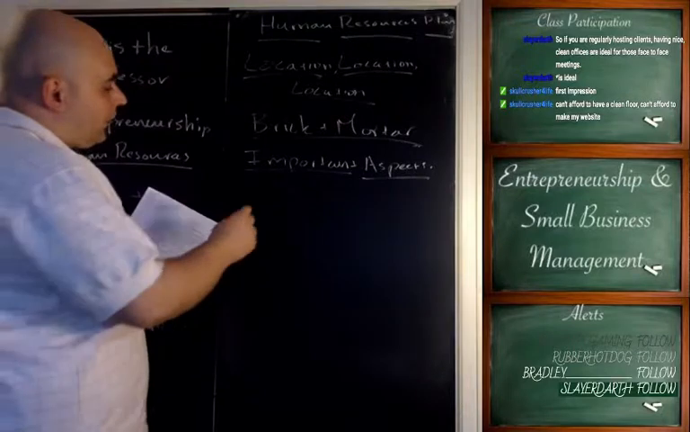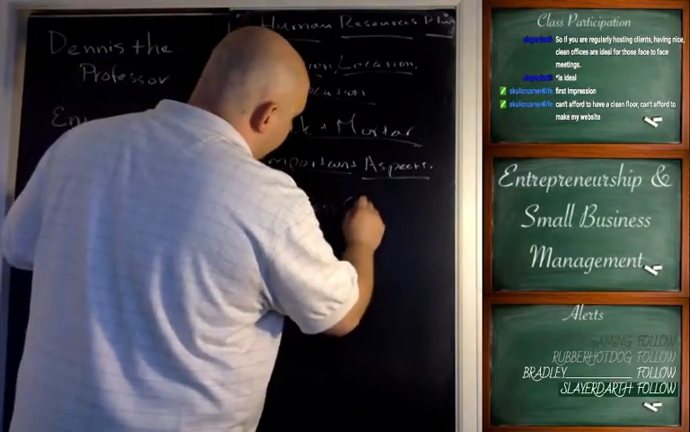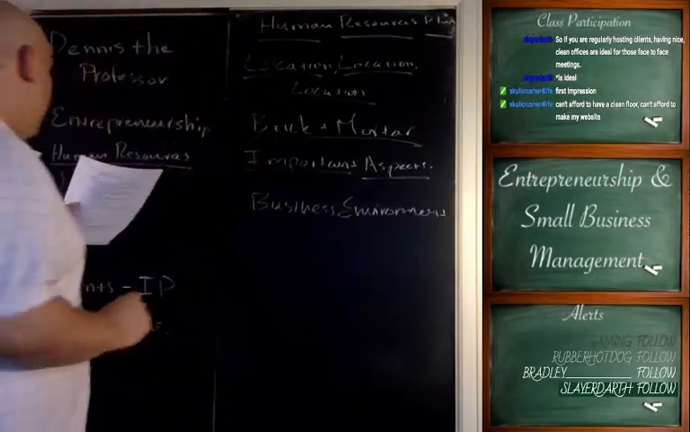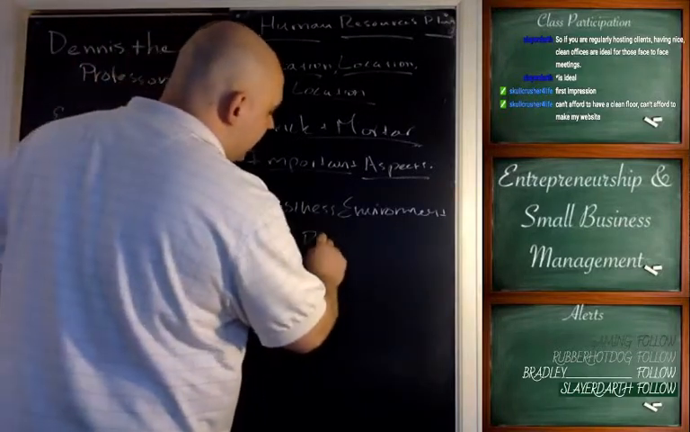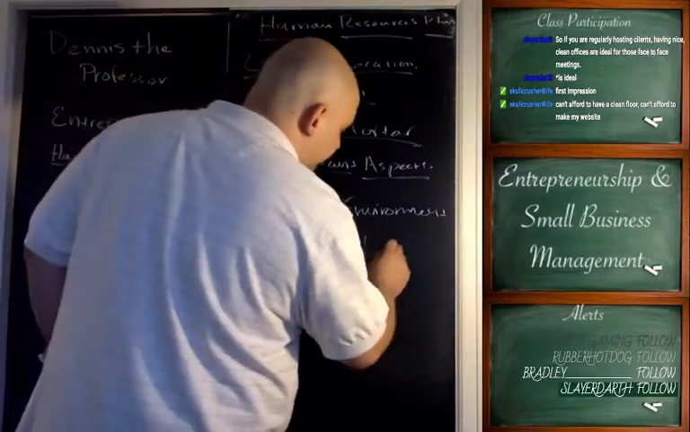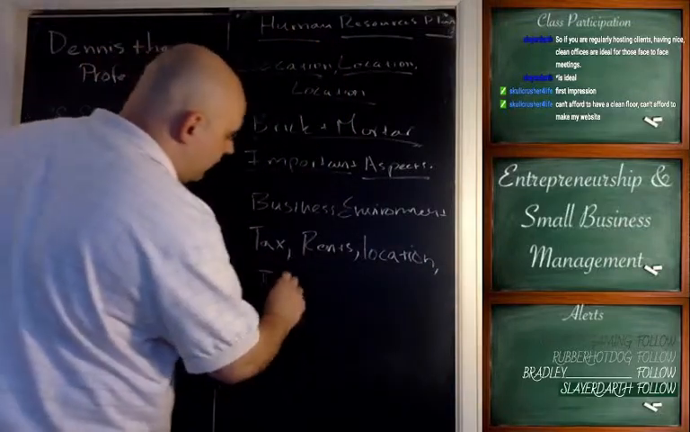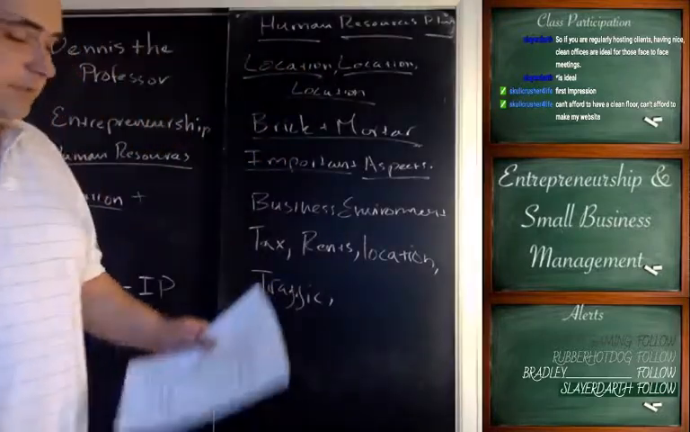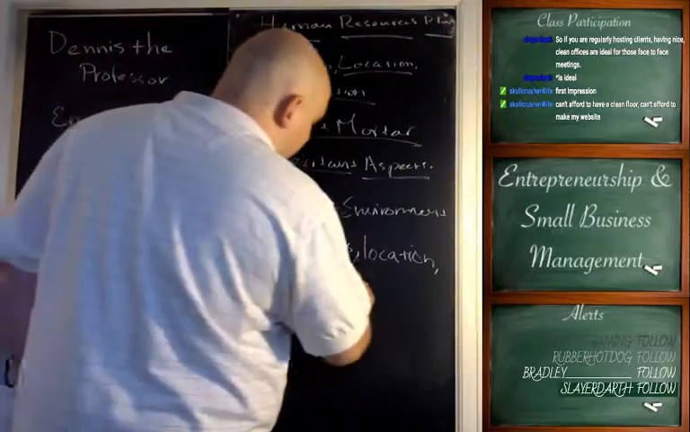The next thing is you want to think about your business environment. And what that means is the following. You're going to want to consider your tax. You're going to want to consider rents in the area, right? Your location. You're also going to want to consider traffic, right? Are people even able to get to you easily? Or do they have to take two bridges, right? And finally, you're going to want to consider zoning, right?